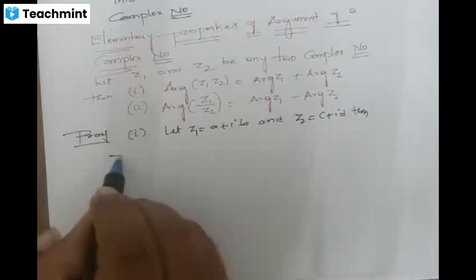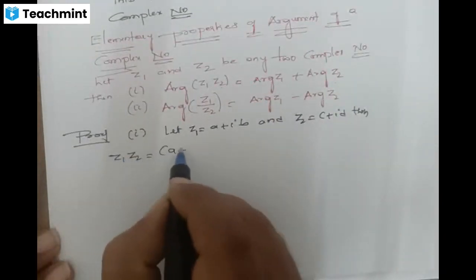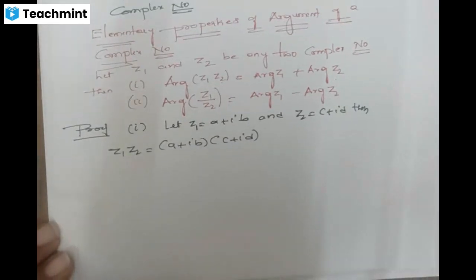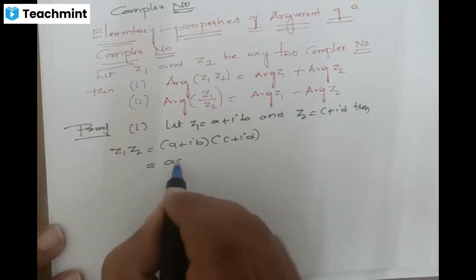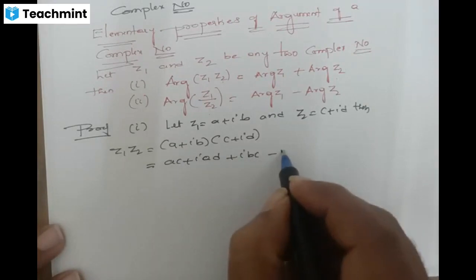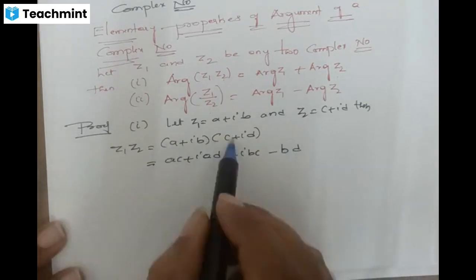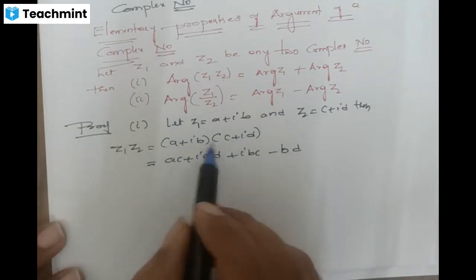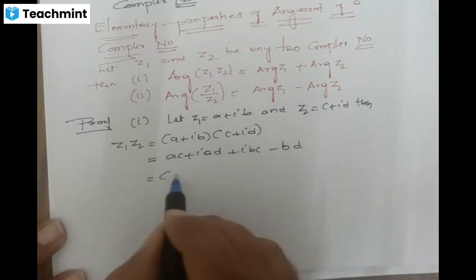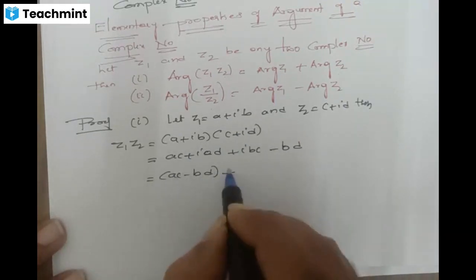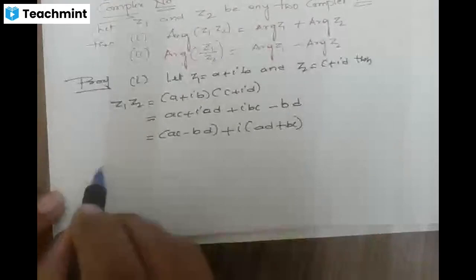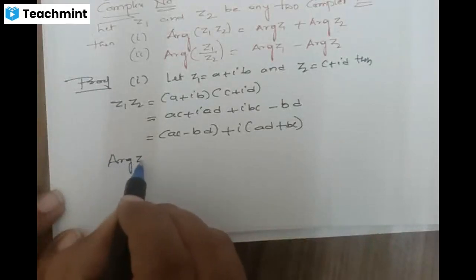Then z1 into z2, z1 is a plus ib into c plus id, which is equal to ac plus i ad plus i bc minus bd. So just I multiply: ac, next i into ad, i into bc, i into i, that is i square, minus b into d. Real part is ac minus bd. Imaginary part, you take that i common, ad plus bc.